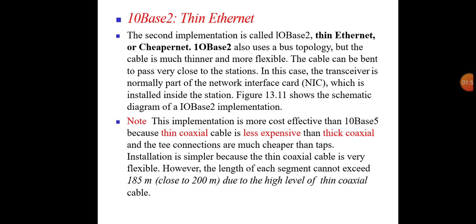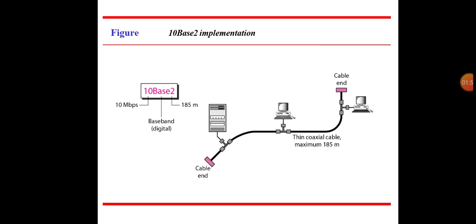The figure shows the schematic diagram of a 10Base2 implementation. This is the cable end, and this is a thin coaxial cable which has a maximum length of 185 meters. 10Base2: 10 megabits per second, baseband digital, 185 meters.